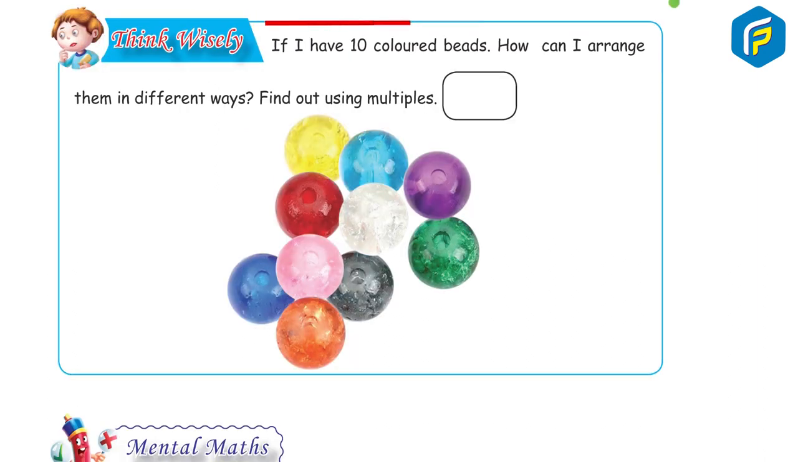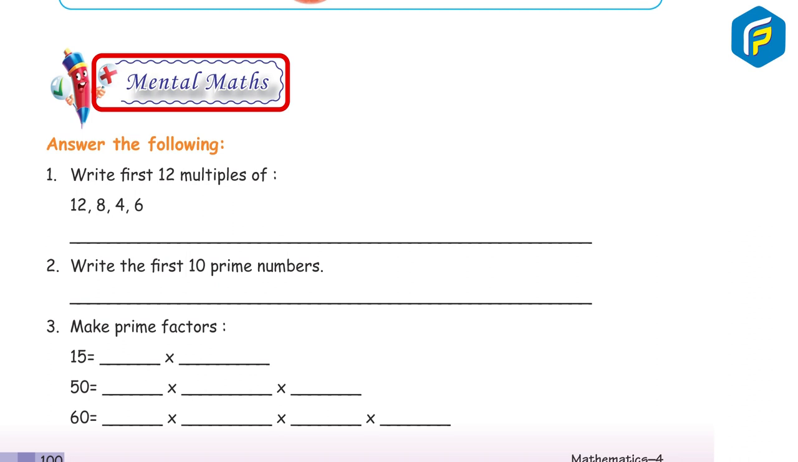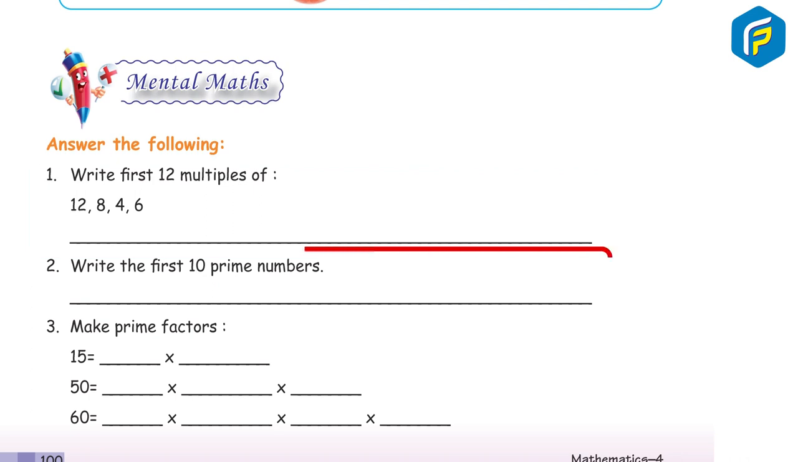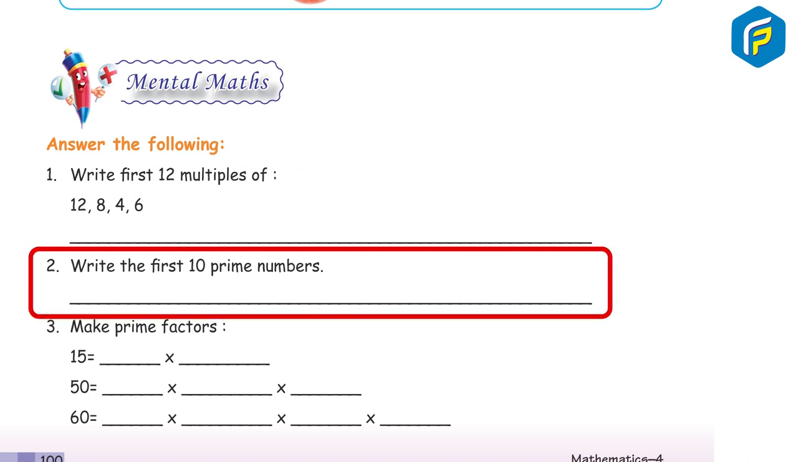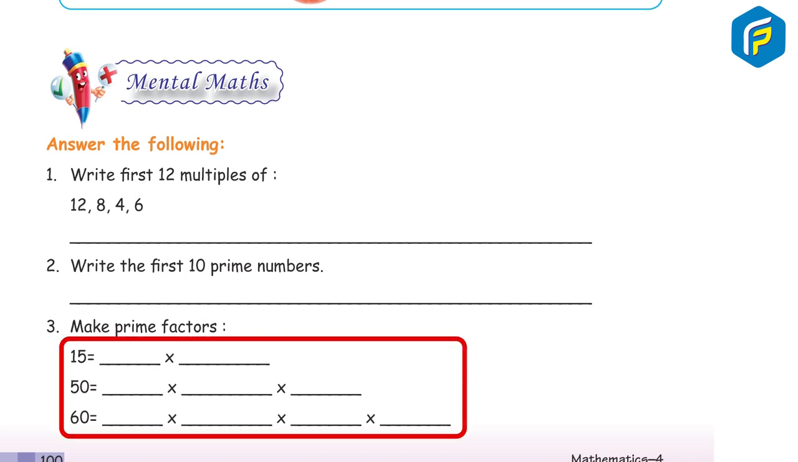Think wisely. If I have 10 colored beads, how can I arrange them in different ways? Find out using multiples. Mental maths. Answer the following. 1. Write the first 12 multiples of 12, 8, 4, 6. 2. Write the first 10 prime numbers. 3. Make prime factors of 15, 50, 60.